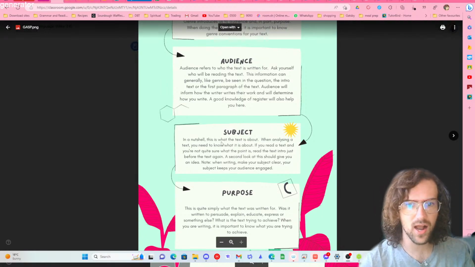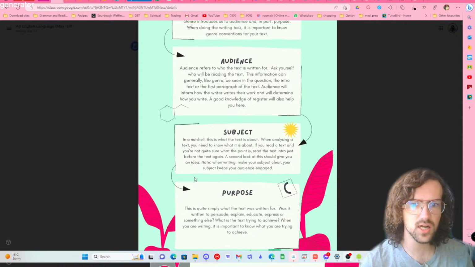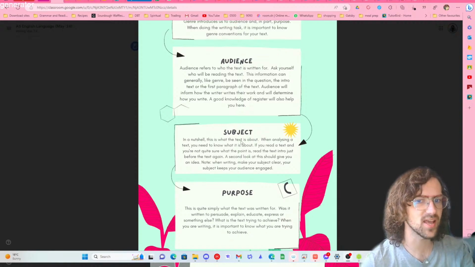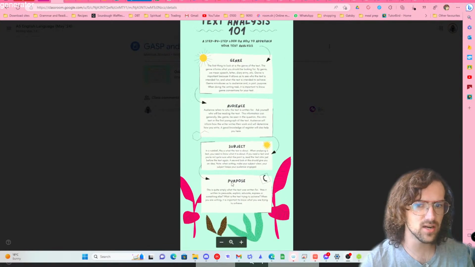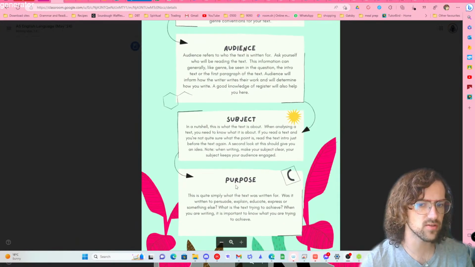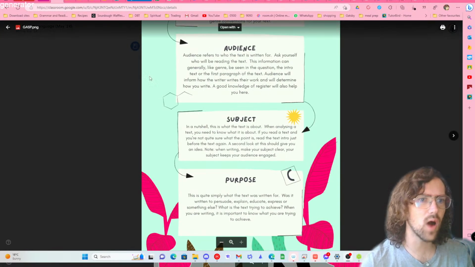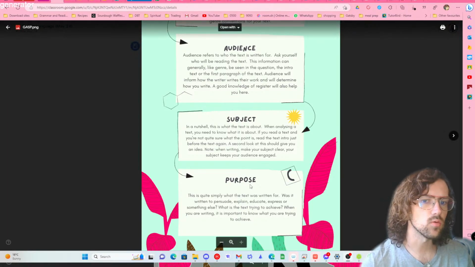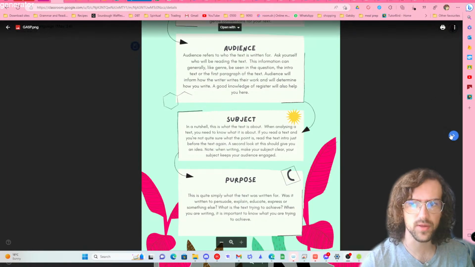Then we've got our subject. So, in a nutshell, this is basically just what the text is about. And then lastly, we've got our purpose. So, we're looking at why they wrote things, how they wrote it to achieve that purpose.